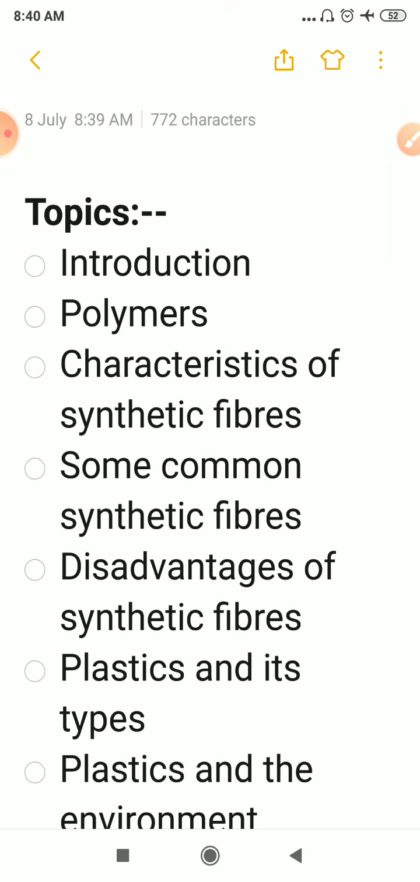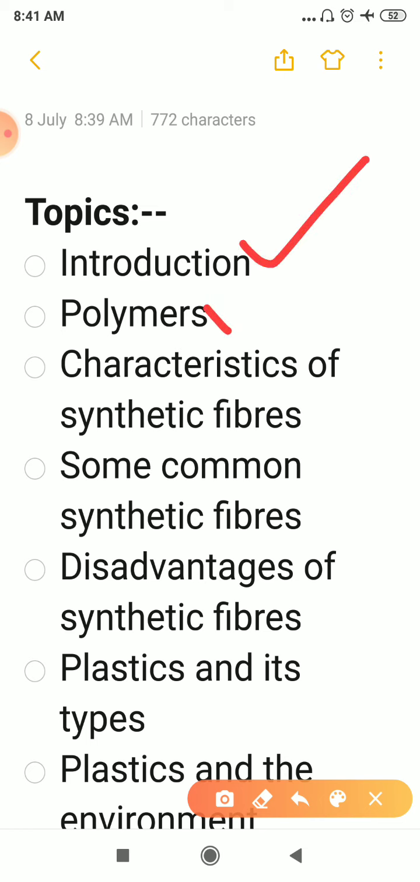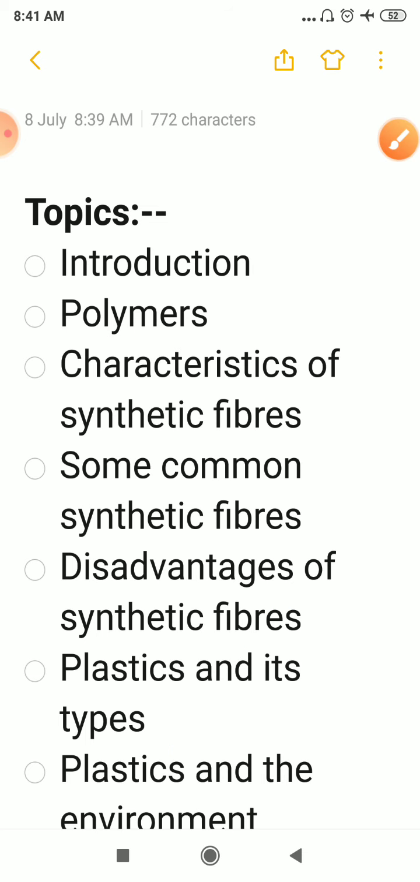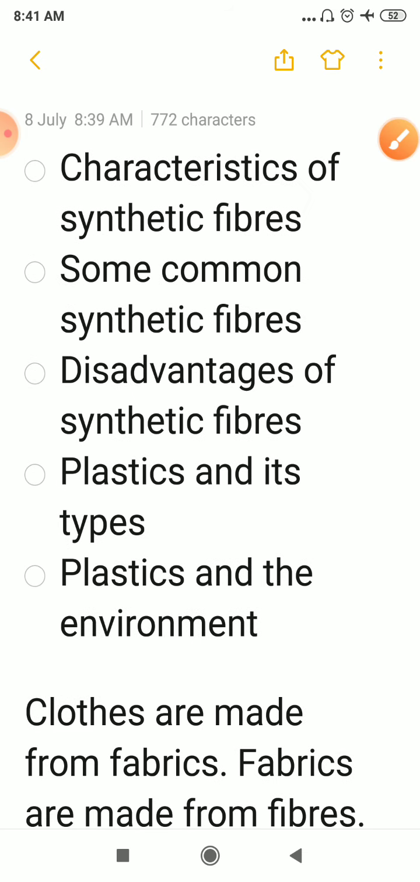Topics to be covered in this chapter are introduction, polymers, characteristics of synthetic fibers, some common synthetic fibers, disadvantages of synthetic fibers, plastics and its types, and plastics and the environment. All these topics we will cover in this chapter.